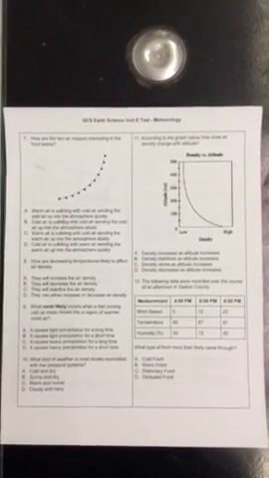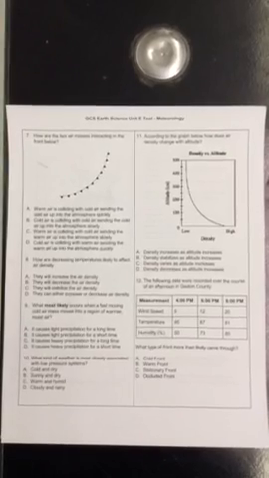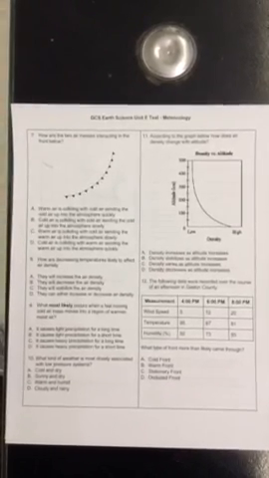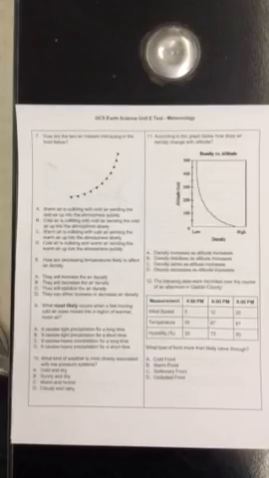Number 9, what most likely occurs when a fast-moving cold air mass moves into a region of warmer, moist air? A, it causes light precipitation for a long time. B, it causes light precipitation for a short time. C, it causes heavy precipitation for a long time. Or D, it causes heavy precipitation for a short time.